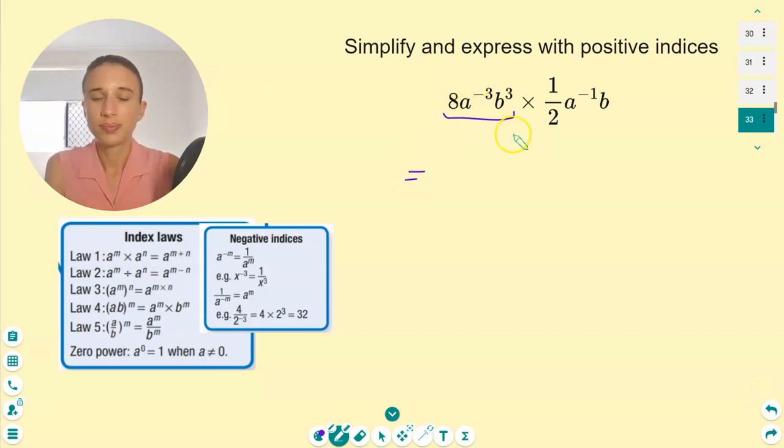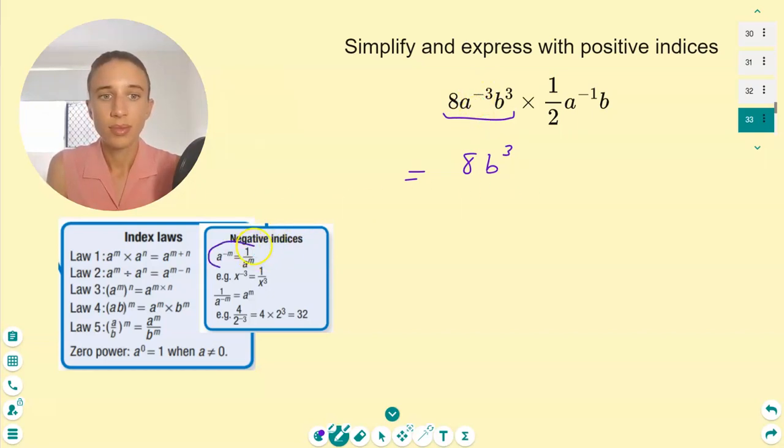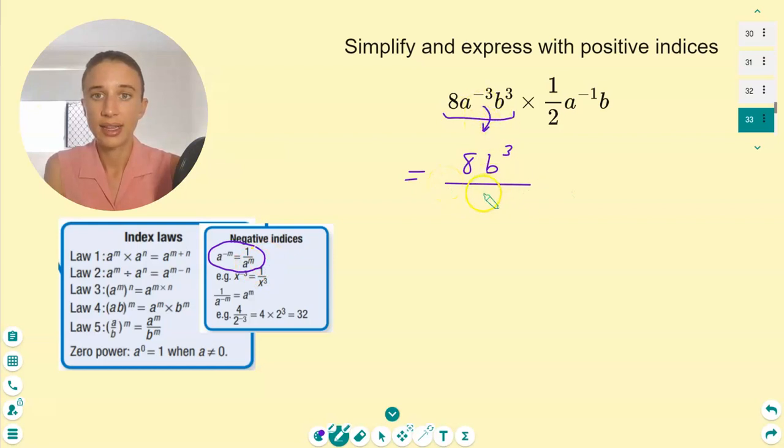Looking at this one, okay, I can see that 8b cubed. B cubed is already positive. I'm going to keep it there. But a to the negative 3, right? If I want to make it positive, look at that law. A to the negative 3 is 1 on a to the positive 3. So I'm going to move that a to the negative 3 down to the denominator. And it becomes that. And then let's simplify this clump over here.